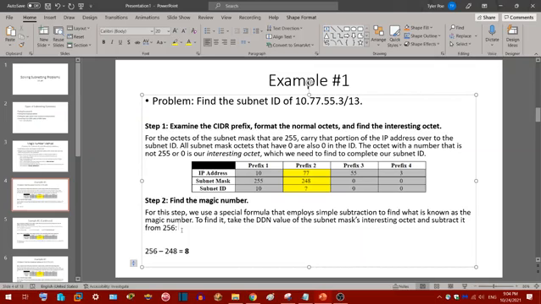So step 2 is now to find the magic number. For this step, we use a special formula that employs simple subtraction to find what is known as the magic number. To find it, take the dotted decimal value of the subnet mask's interesting octet and subtract it from 256. For the subnet mask, the interesting octet has 248. So we subtract 248 from 256, which gives us 8. This is what is known as the magic number.